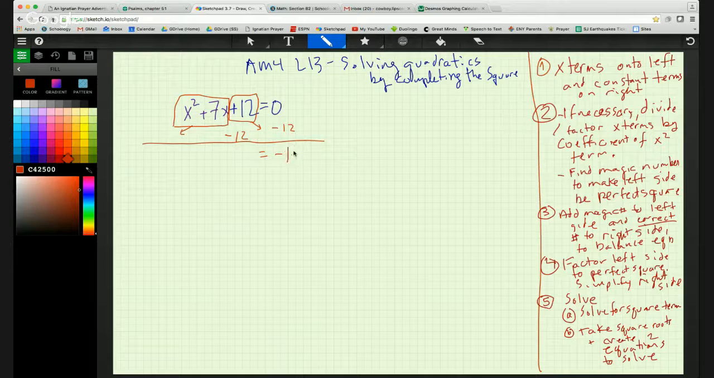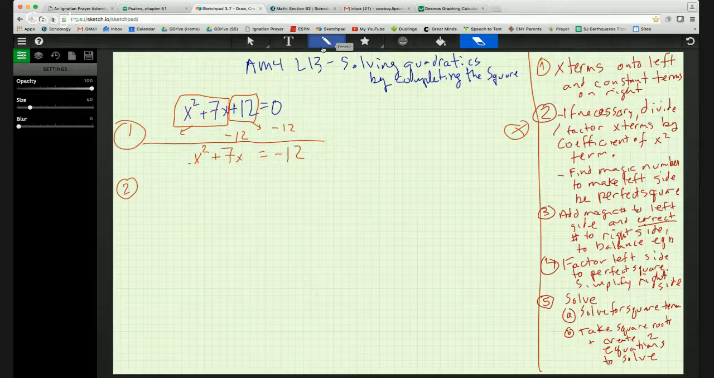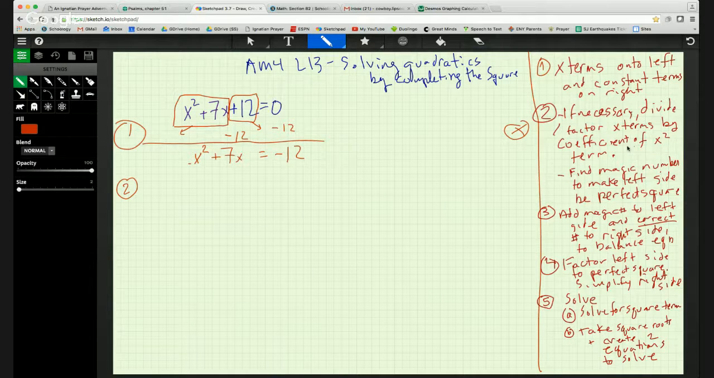So on the left, we get minus 12, and on the right, we get x squared plus 7x. Easy enough. That was step 1. Step number 2 is, if necessary, we're going to divide or factor the x terms by the coefficient of the x squared term. Well, the x squared term here has a coefficient of 1, so we don't need to do that part on this problem. So we have x squared plus 7x is negative 12. So now we need to find the magic number that makes the left side a perfect square. Well, that number is always a half of b.